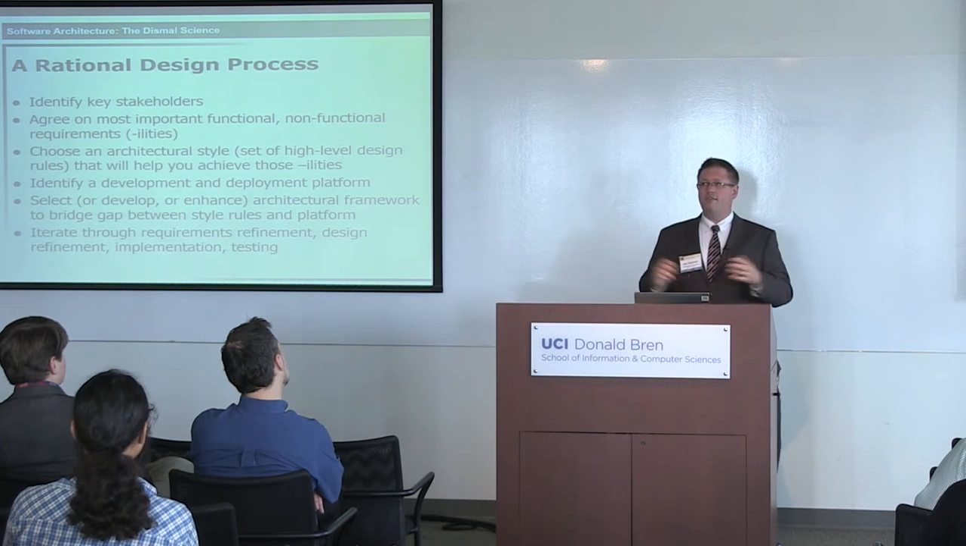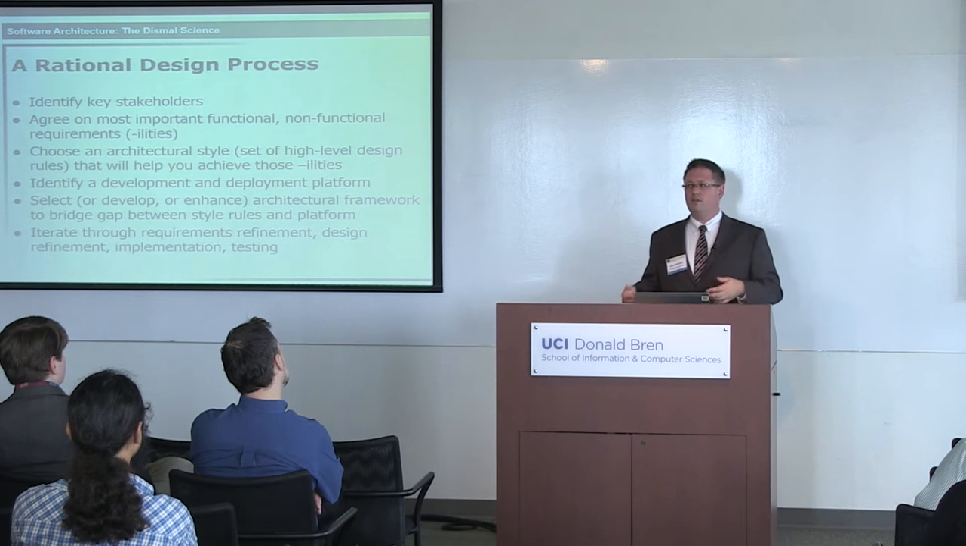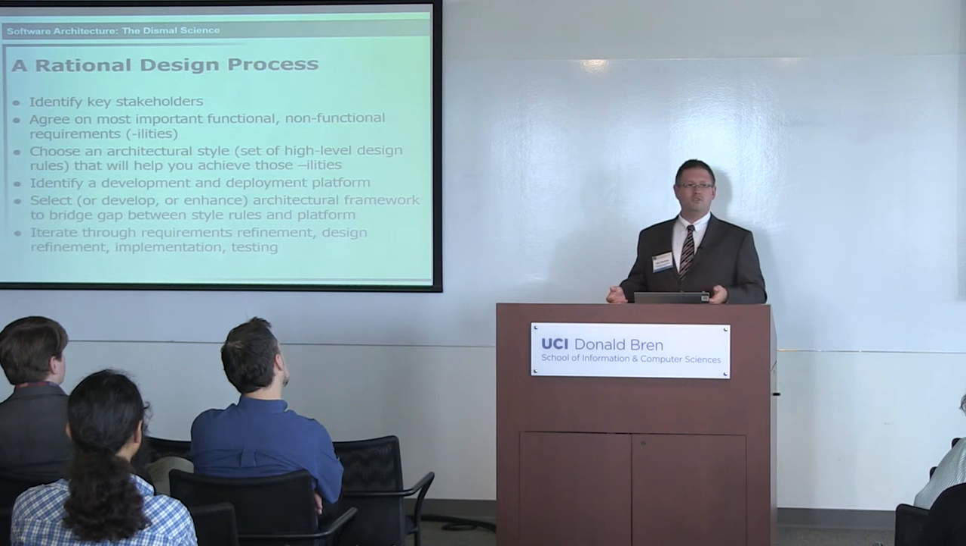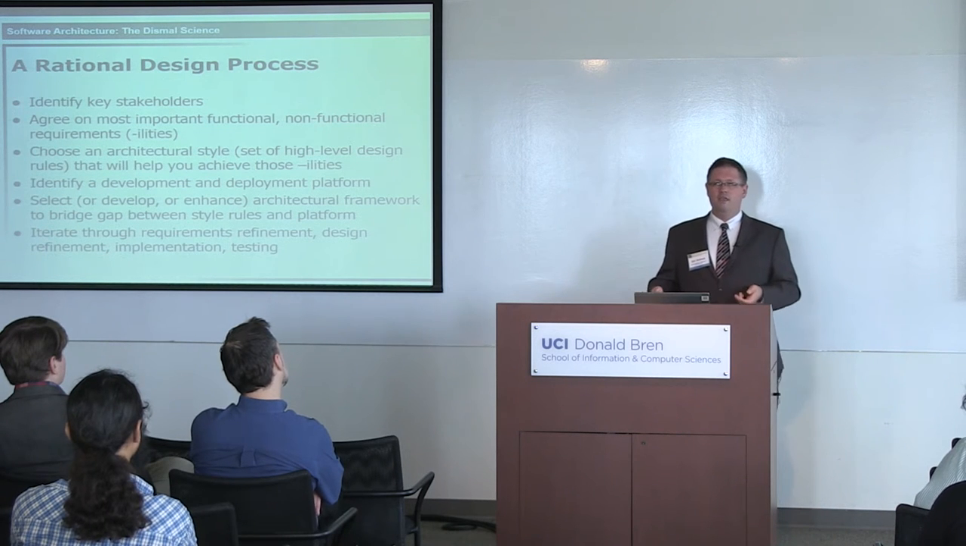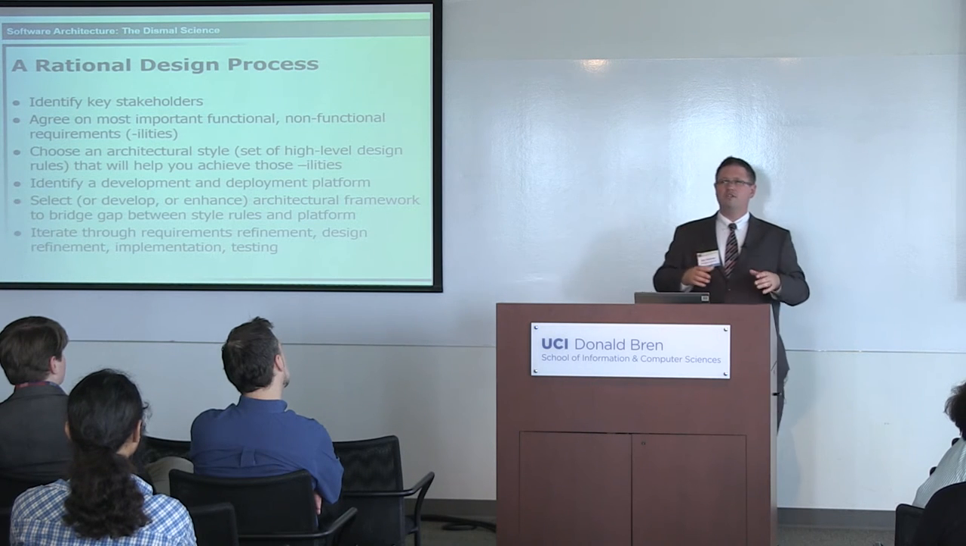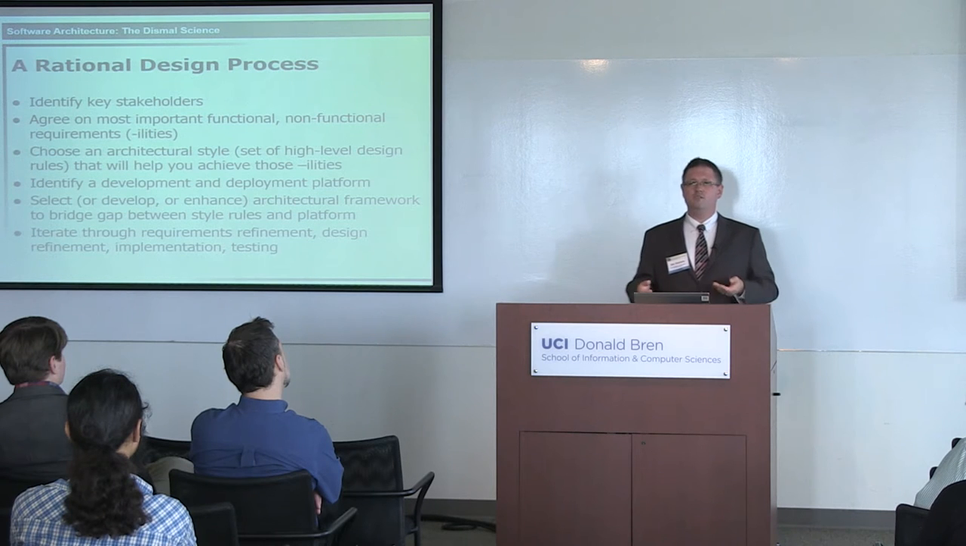Then, knowing that, we're going to look around at all the different architectural styles that are out there, and we're either going to choose or hybridize a couple of those styles. And those are sets of rules that we are going to apply in our development that are going to guarantee that we get those outcomes. We're going to say, okay, we're going to have separation of concerns here. We're going to have these elements communicate in these particular ways.